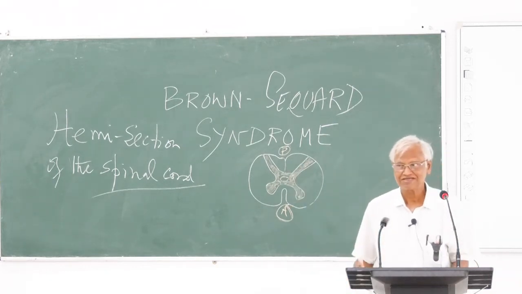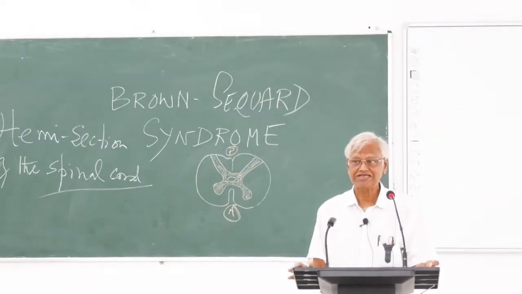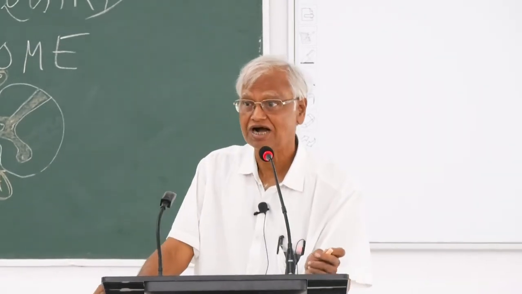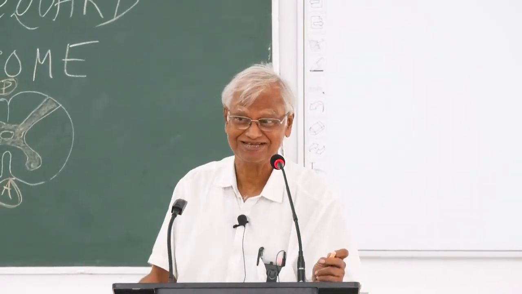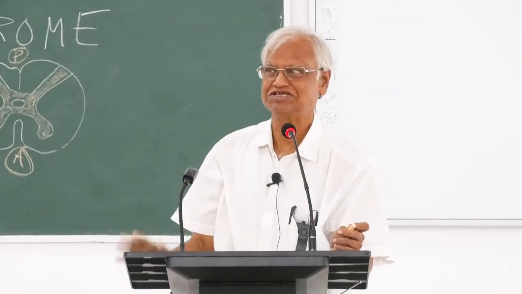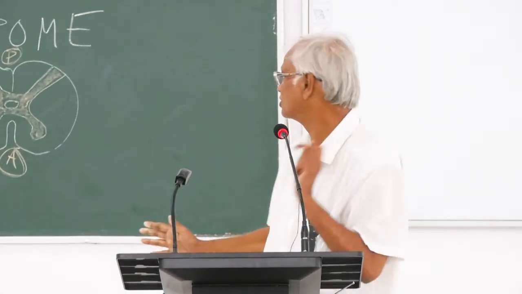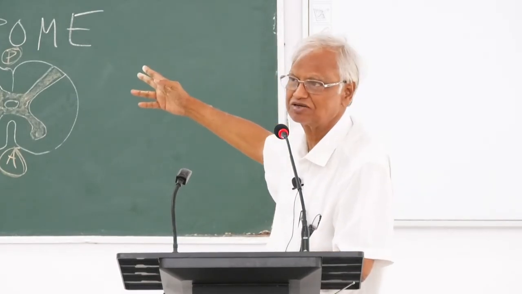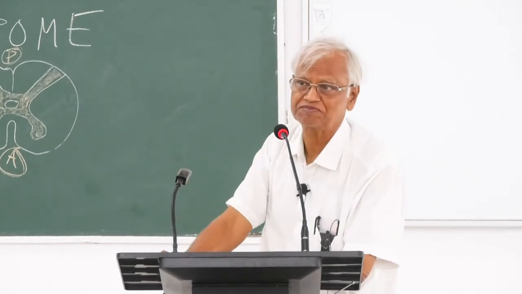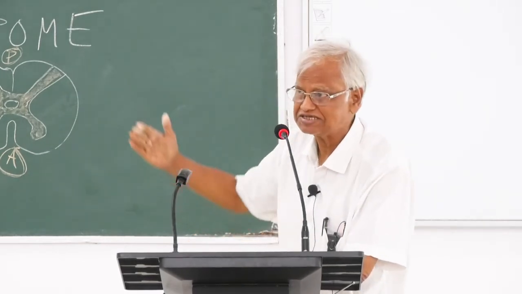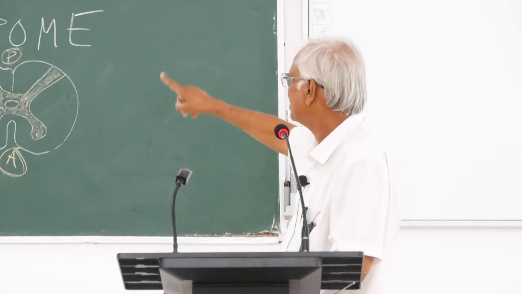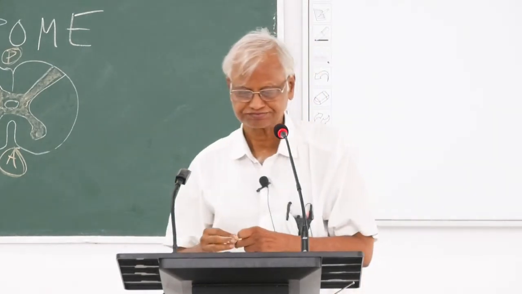As you understand, whether you are riding a motorcycle, or a car, or even a bicycle, or you fall from a height, all these things may lead to hemisection of the spinal cord and rarely complete section of the spinal cord. And when it is hemisection of the spinal cord, then we call it Brown-Séquard syndrome.